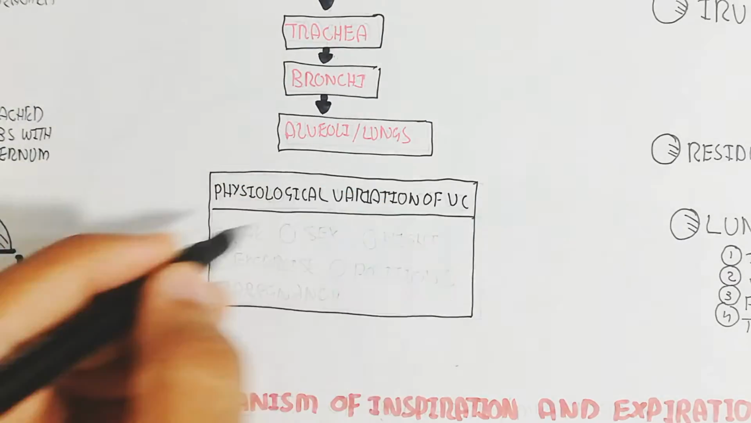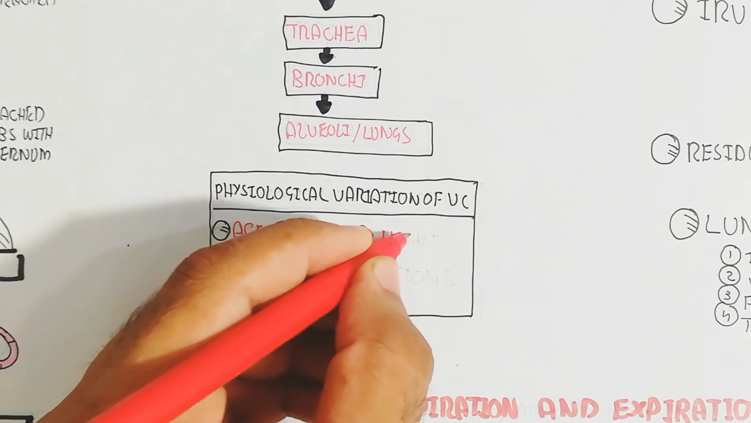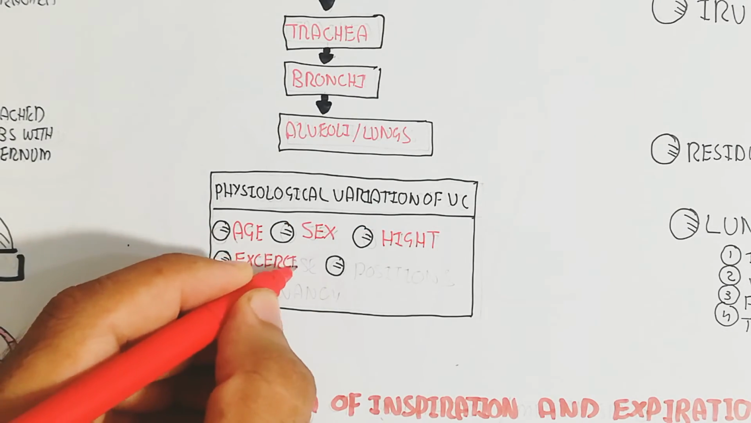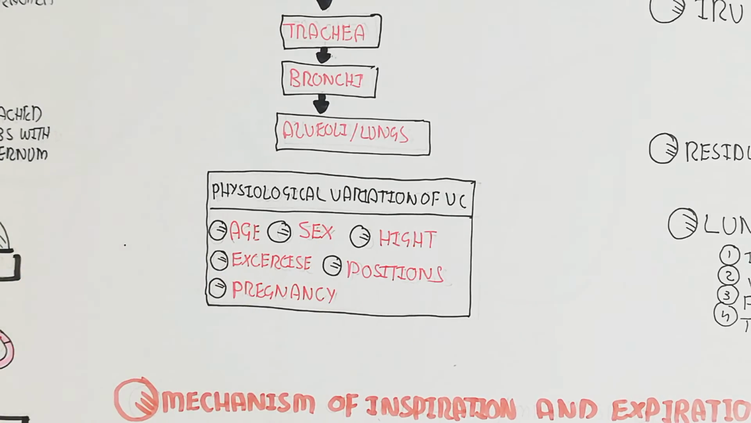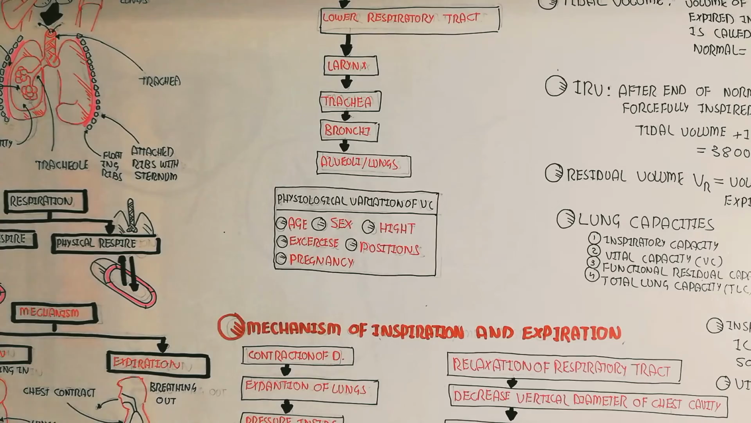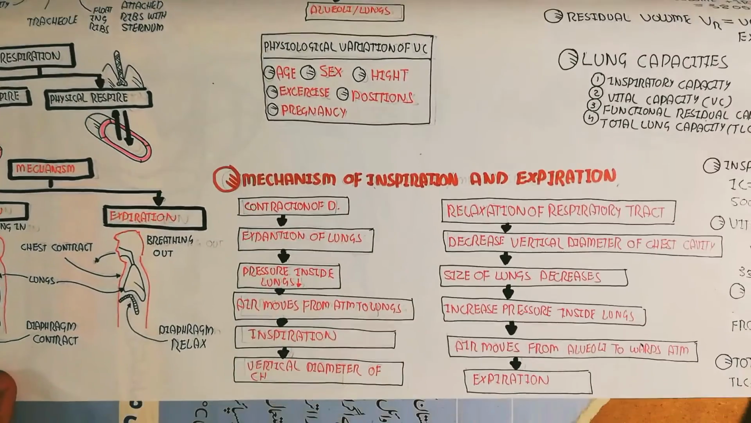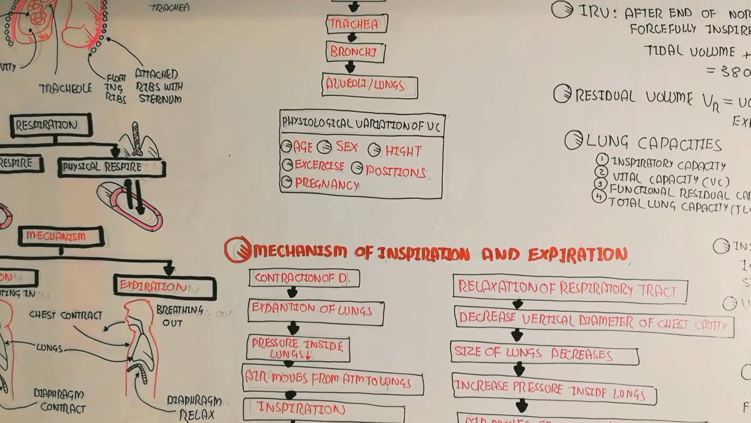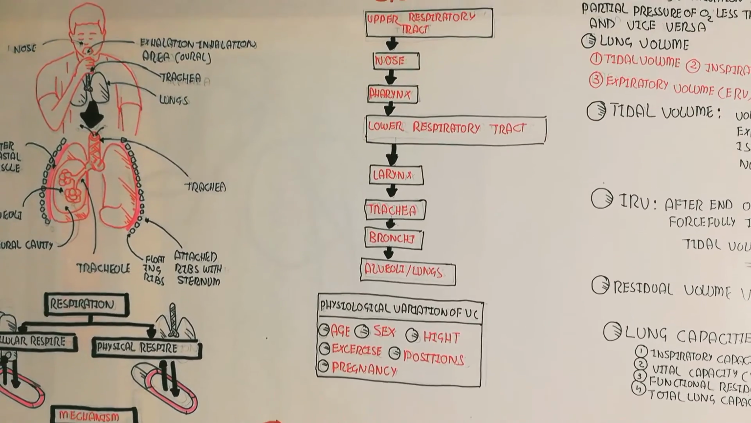The physiological variation of the volumes and capacities can depend on age, sex, height, exercise, position and pregnancy. Thanks for watching this video about the respiratory system overview, pulmonary ventilation and the normal breathing mechanism.